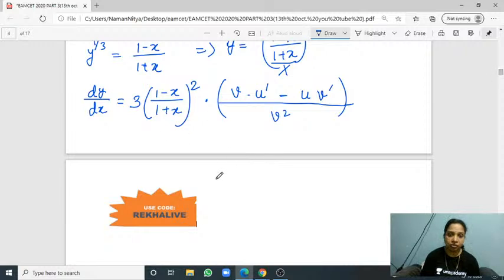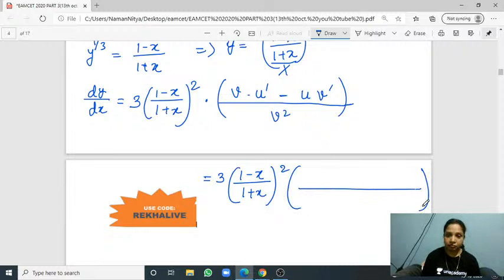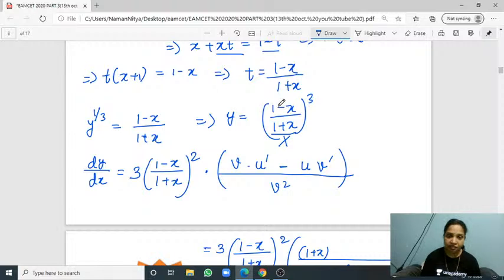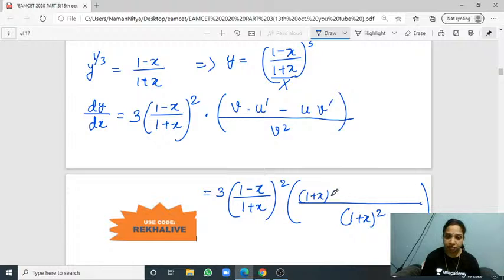Now I will apply the rule here. So what am I getting? (1 minus x) divided by (1 plus x) whole square. What is V here? V is nothing but 1 plus x, so let me write (1 plus x) whole square. And what is your U? U is 1 minus x, so U dash: if I am differentiating 1 minus x, what will be the differentiation? Minus 1, because differentiation of 1 will be 0 and minus 1 I'll get. So minus 1 I can put here.